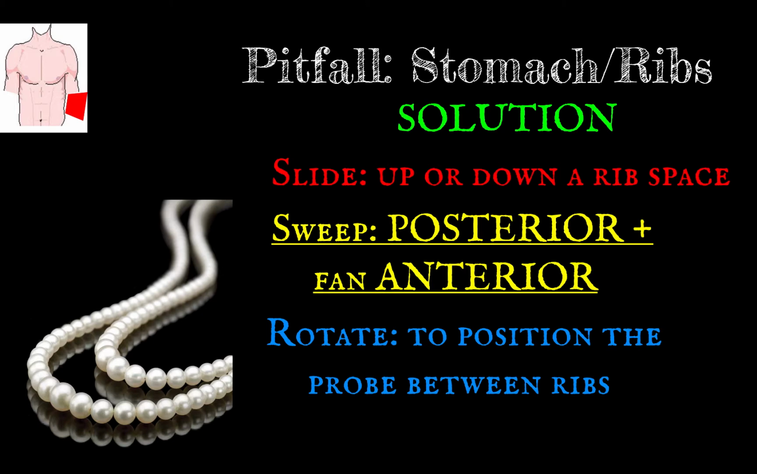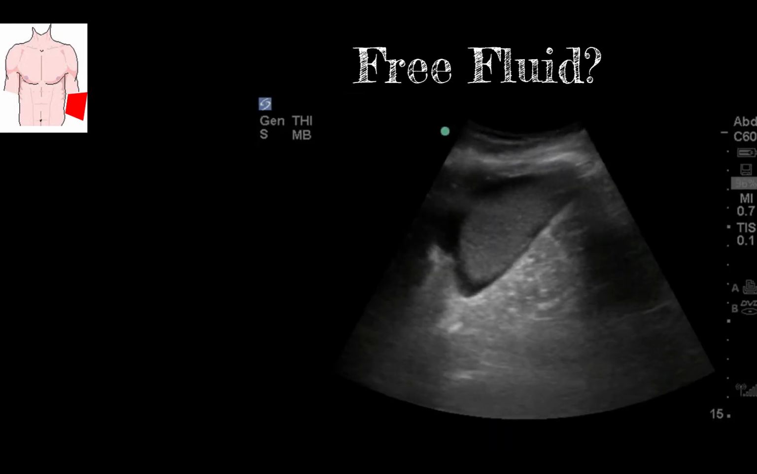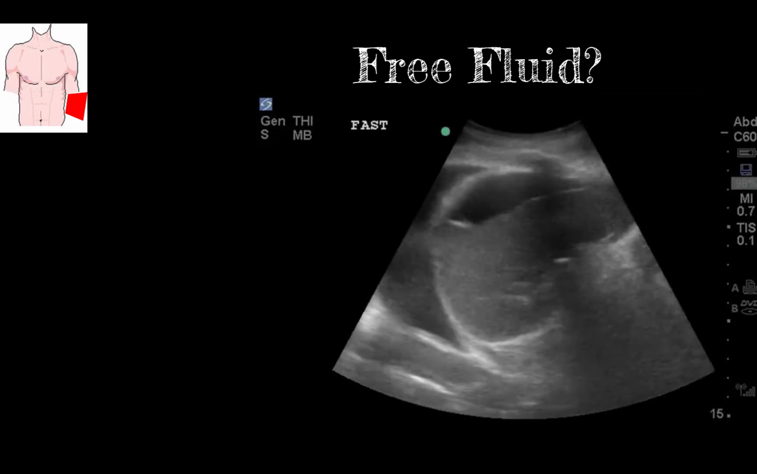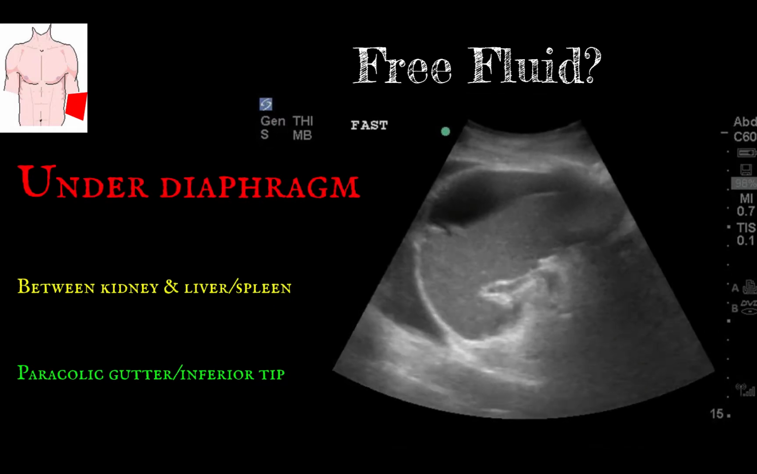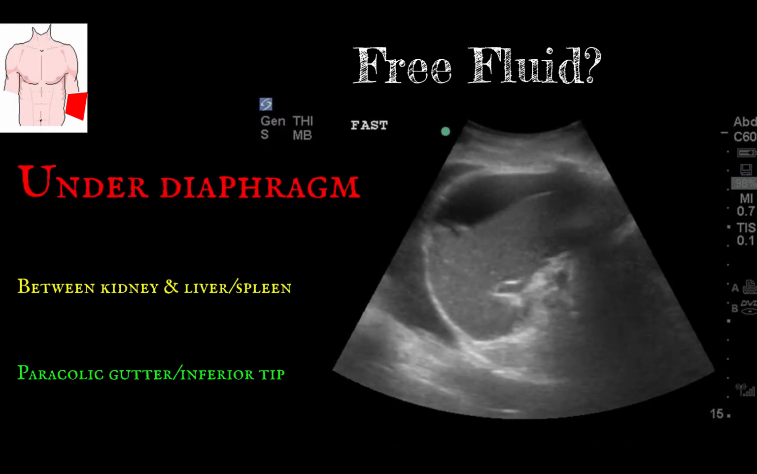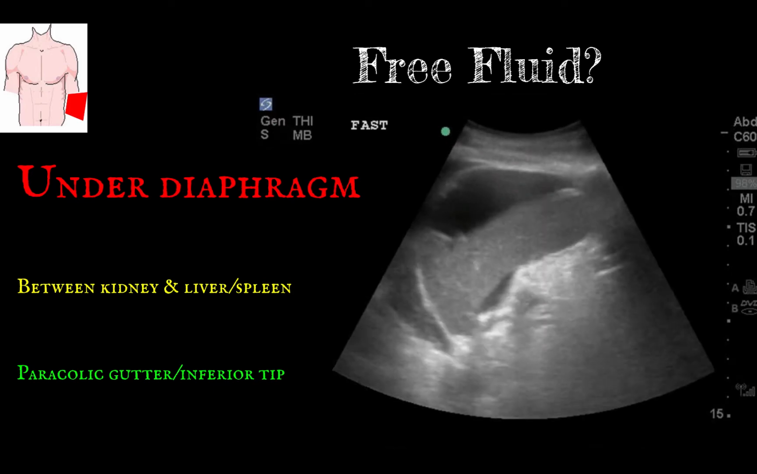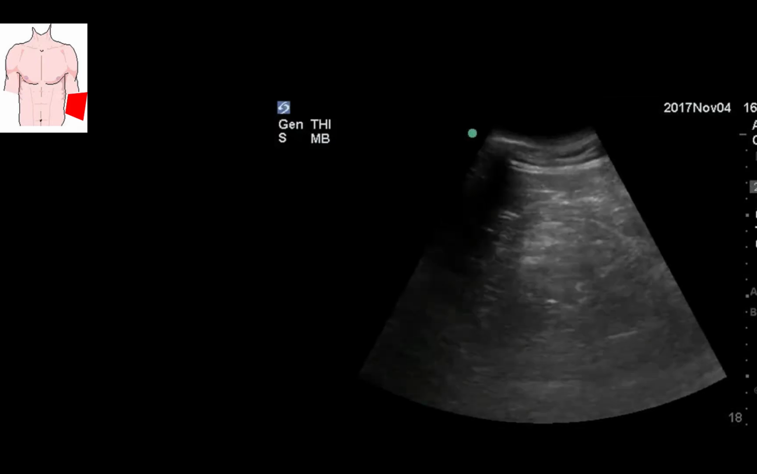To make you feel better about all these challenges, here are some nice positive examples. If you see something like this, you're obviously done. There's fluid in all three spaces. Here's another positive one, with tons of fluid dissecting between the spleen and the diaphragm, which seems to happen a lot more on the left than the right side because the spleen is not as stuck onto the diaphragm as the liver is.